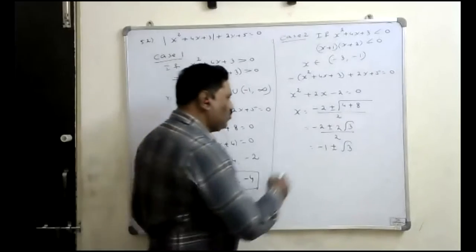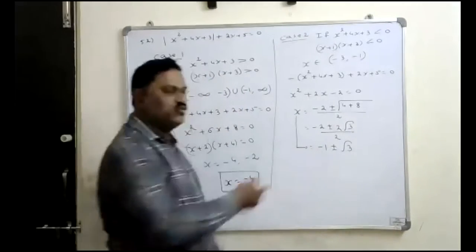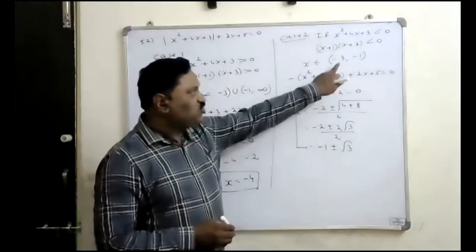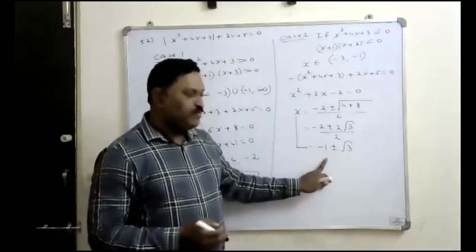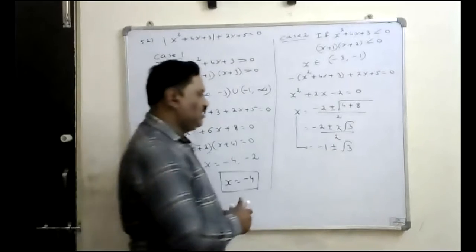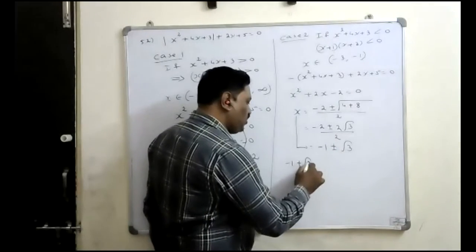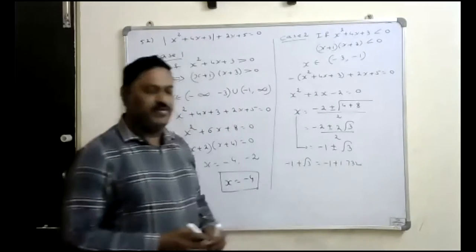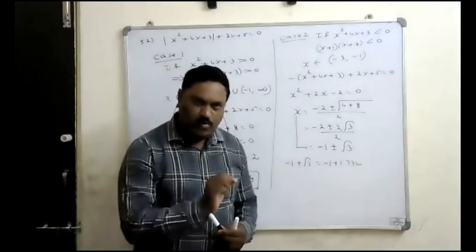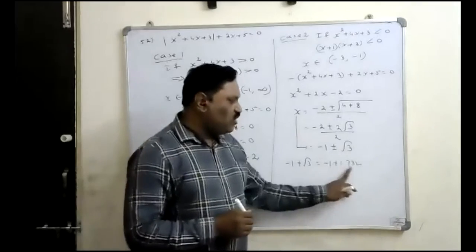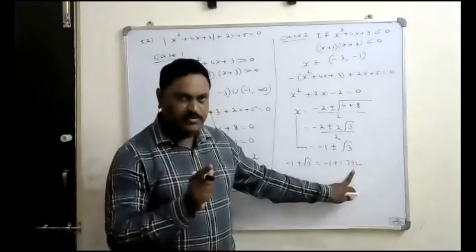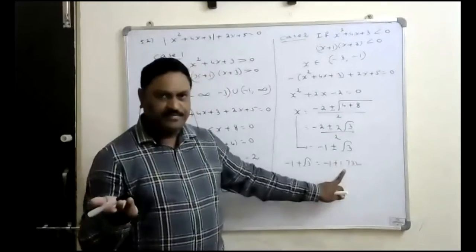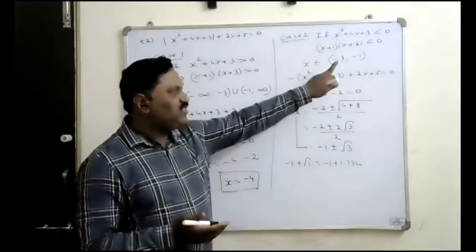Means here also we got 2 roots. But out of these 2 roots, which one do we have to take? Because whatever roots we consider should lie within this interval. Suppose I take minus 1 plus root 3. Its approximate value: root 3 is 1.732, plus minus 1, it is 0.732. That is positive. Here we have to take between minus 3 and minus 1. This is more than that. That's why this value is not going to lie within that interval.